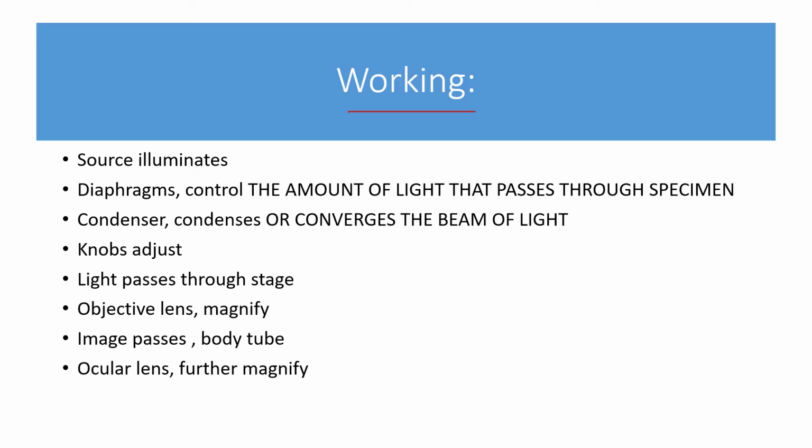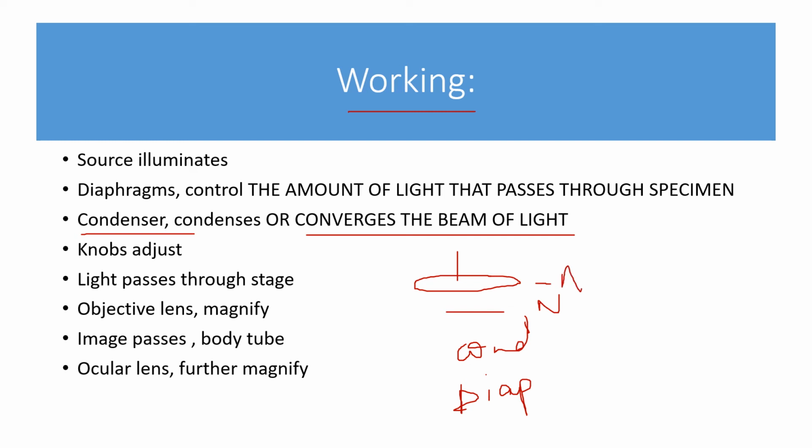Now, the working: the source illuminates, the diaphragm controls the amount of light that passes through the specimen, then the condenser helps us converge the beam of light, or you can say focus the light. Then we adjust the knobs because we need a proper distance between the objective lens and the stage. Then light passes through the stage. It is coming from the diaphragm, I'm repeating it again, coming from the diaphragm, then to the condenser, then it is hitting the stage that holds the specimen, and then it enters the objective lens which magnifies the object.